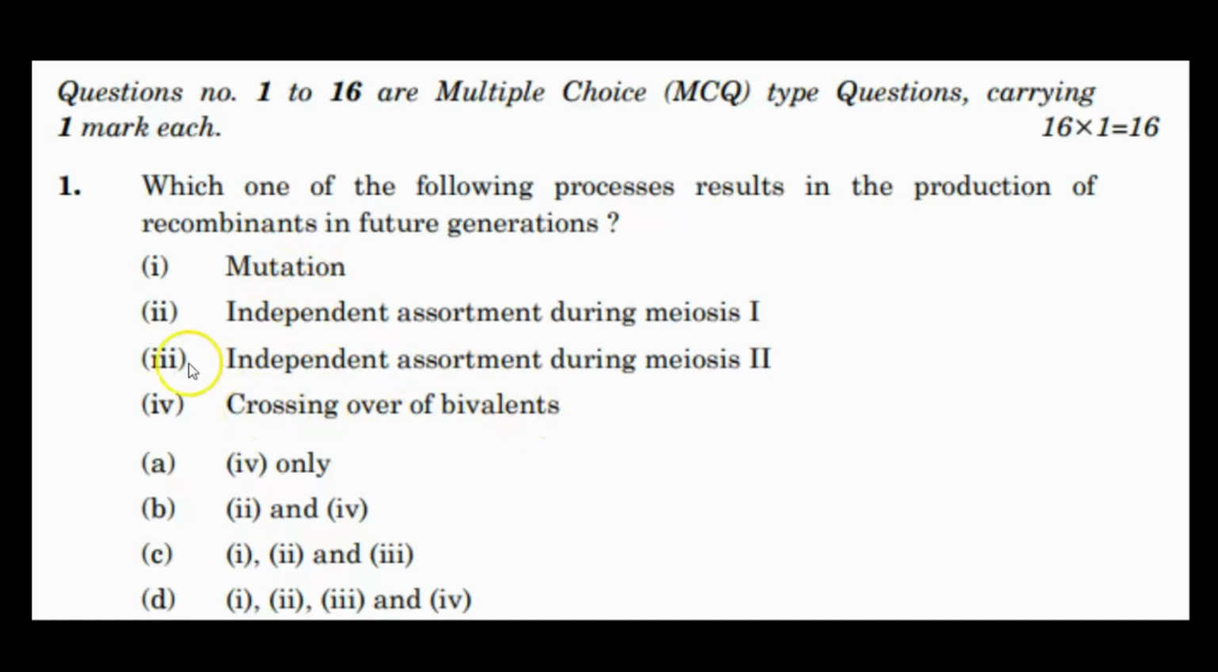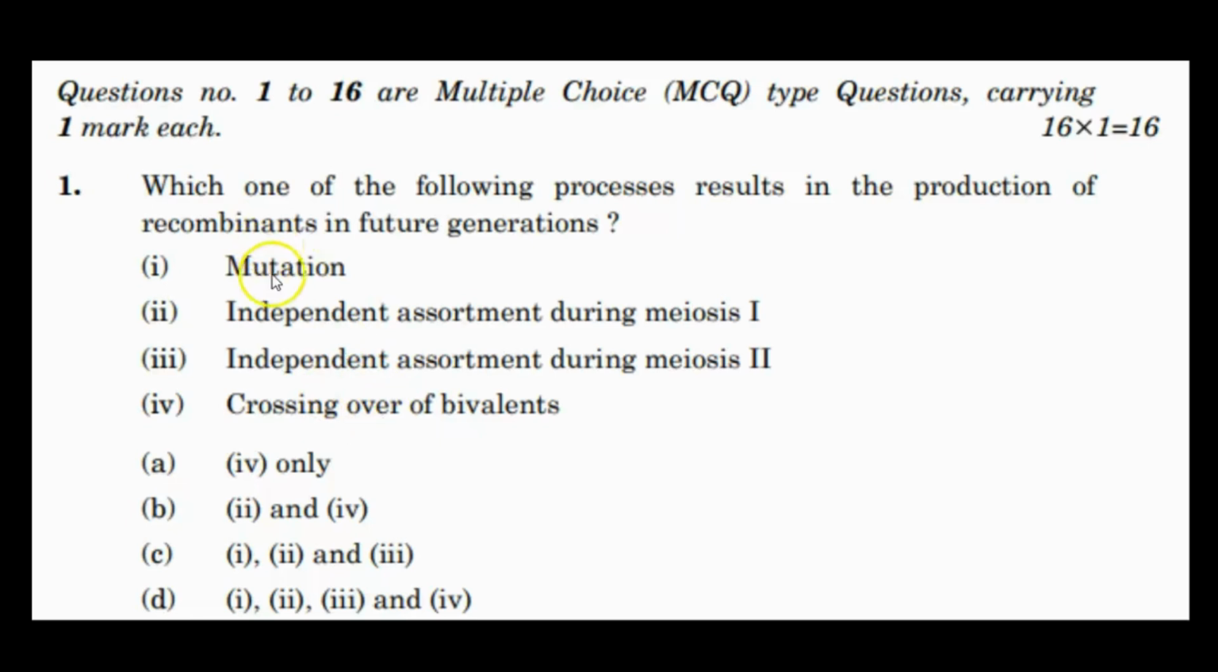What about crossing over of bivalents? Of course, the term crossing over itself comes with recombination. It's the exchange of chromatids to create recombination. So when exchange happens, definitely recombination will be there. You have to think about the keywords of the definition.